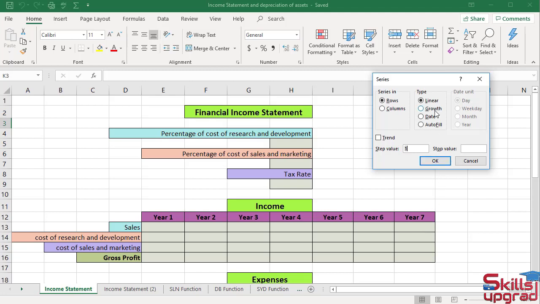If you check the growth option, the values of revenue are changed by a constant percentage each year. This trend is called a growth trend because it changes the values of revenue by a constant percentage. So linear and growth trends are used to estimate values by a constant amount and a constant percentage.